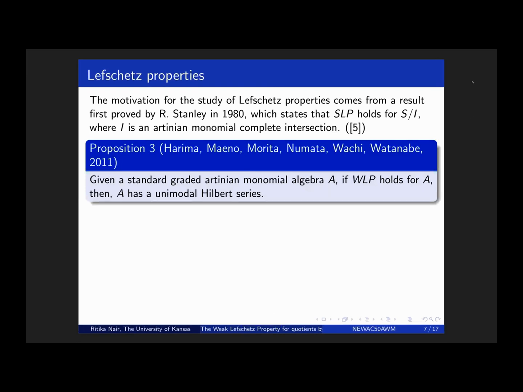now we come to some observations or results. Given a standard graded Artinian monomial algebra, if the weak Lefschetz property holds, it implies that A will have a unimodal Hilbert series. Unimodal Hilbert series basically means the coefficients of the series act like a peak. They will increase up to a certain point, and after that, they will keep on decreasing. So if A has the weak Lefschetz property, in fact, this also holds for the strong Lefschetz property, that A will have a unimodal Hilbert series.